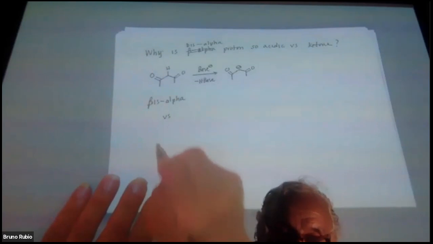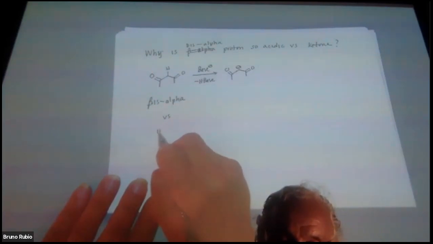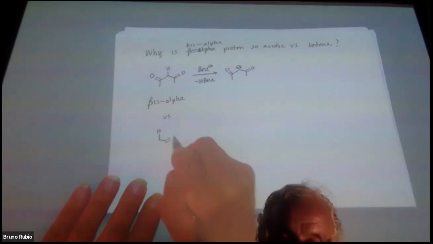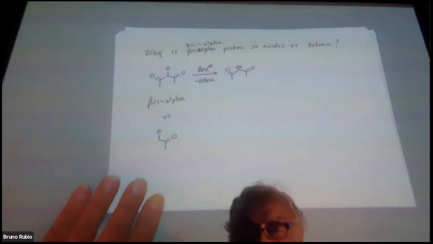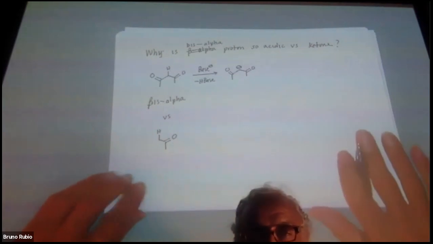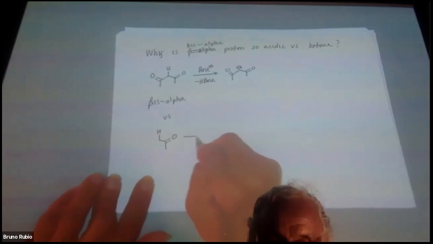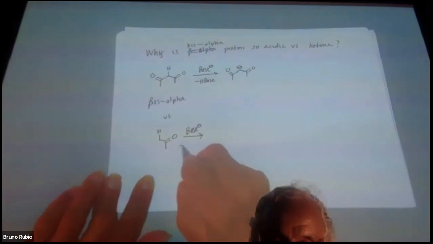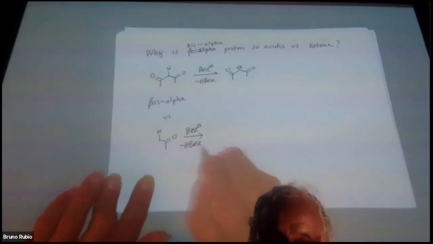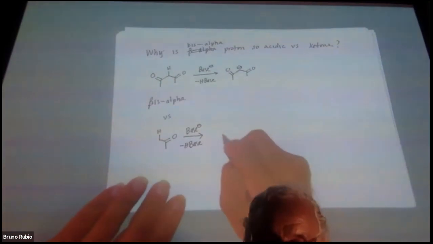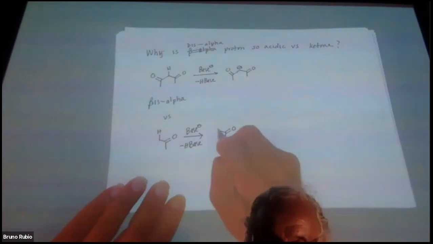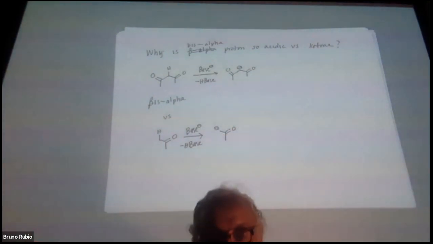versus the situation where we have a proton that is not bis alpha, but rather it's just a proton which is sitting next to the carbonyl carbon of a ketone. And once again, we add base, H base is produced, and what we get is that H plus went away and we got an enolate.